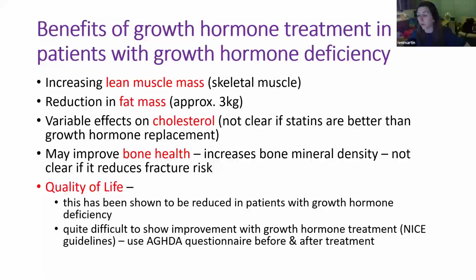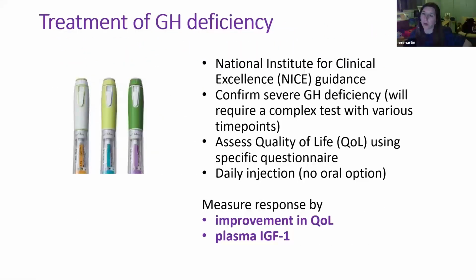But we luckily have got nice guidelines that give us a framework for growth hormone replacement. And so as I say, having those guidelines means it's very clear what we can do around growth hormone deficiency. So if you're a patient where there's been a concern, you've had a pituitary condition, about whether or not you've got growth hormone deficiency, so you're not making enough growth hormone, you'll have to have a special test with various time points to confirm have you got severe growth hormone deficiency. So there's quite a strict cutoff about what that is.